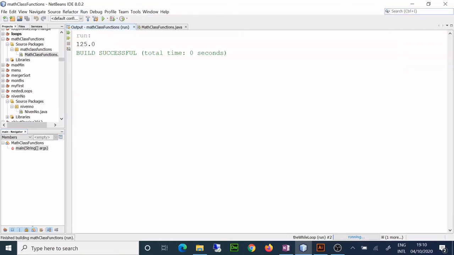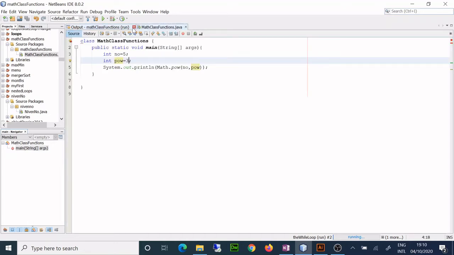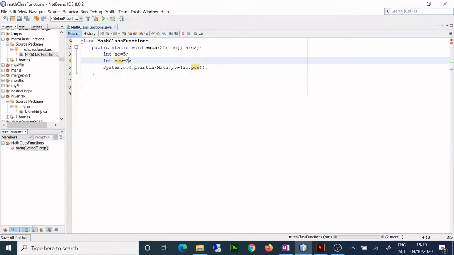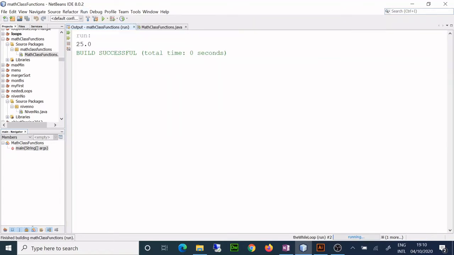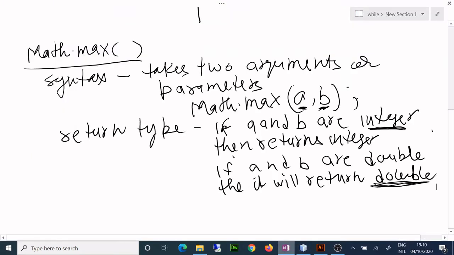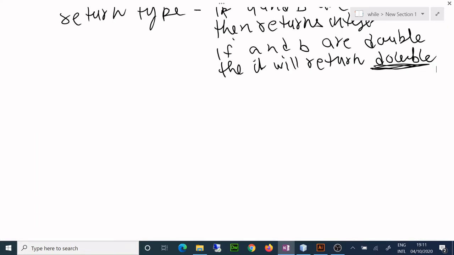5 to the power 3 is 125, and keep in mind its return type is double. No matter what the input values are, it is going to return a double value. So if you want to do it twice, that is to the power 2. So I run and it gives me 25. So math.pow takes two parameters, and its return type is, so we move up.